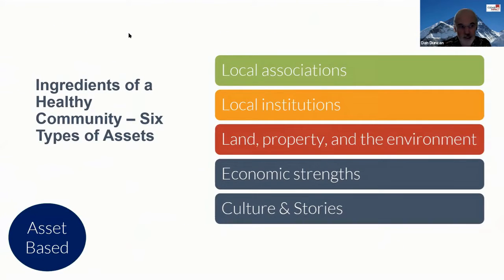What they identified is there were six key assets that were available in those low-income neighborhoods that were being used by the residents. First of all, the local associations that were in the neighborhood, the local institutions that were in the neighborhood, but they weren't just taking from the neighborhood or just meeting needs. They were really connecting with the neighborhood, the businesses, the governments, the nonprofits. They were being supportive of the neighborhood and what it was doing. Also, the land, property, and the environment, using that strategically, the economic strengths, the economy of the neighborhood, which could be bartering as well, culture and stories.